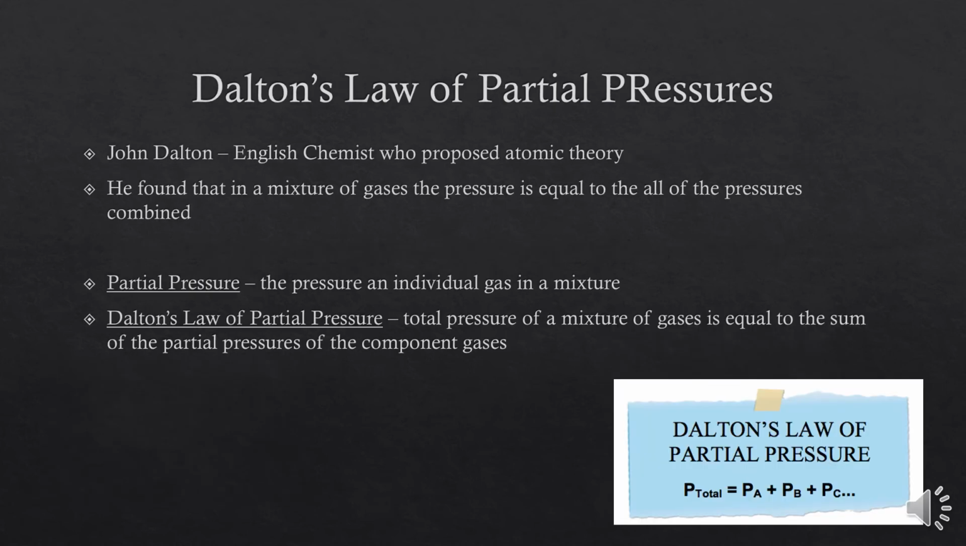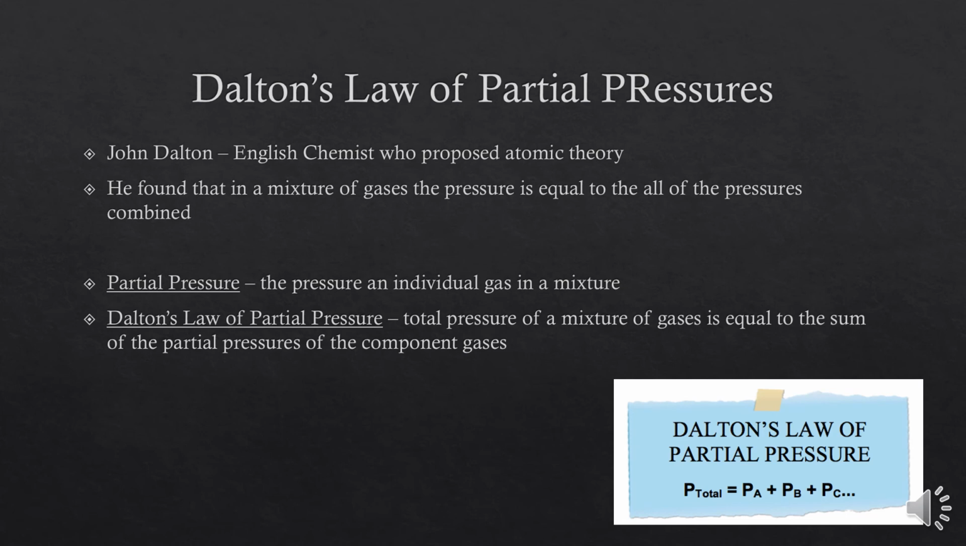Dalton's Law of Partial Pressures. John Dalton, the English chemist who proposed atomic theory, also came up with this law of partial pressures. He found that in a mixture of gases, the total pressure is equal to all the pressures combined. So for the atmosphere, the pressure of nitrogen plus the pressure of oxygen plus the pressure of carbon dioxide and other gases equals 1 atmosphere. A partial pressure is the pressure an individual gas in a mixture exerts. And Dalton's law of partial pressures says that the total pressure of a mixture of gases is equal to the sum of the partial pressures of the component gases.